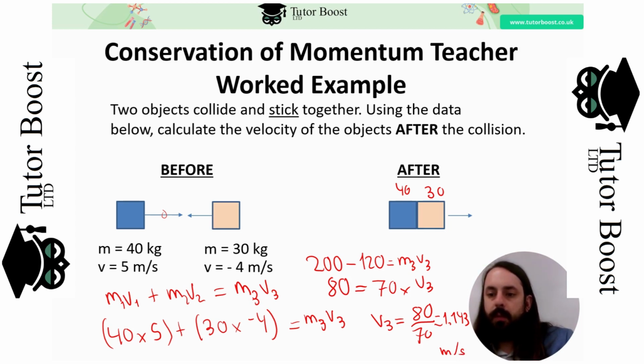Okay, so why is this momentum negative? Well, it's because it's going in the opposite direction. Remember, velocity is a vector, so it will also indicate the direction. In this case, the direction is indicated by the negative sign. The negative sign indicates that the object is moving from right to left, whereas the positive sign on the left side indicates that the object is moving from left to right.